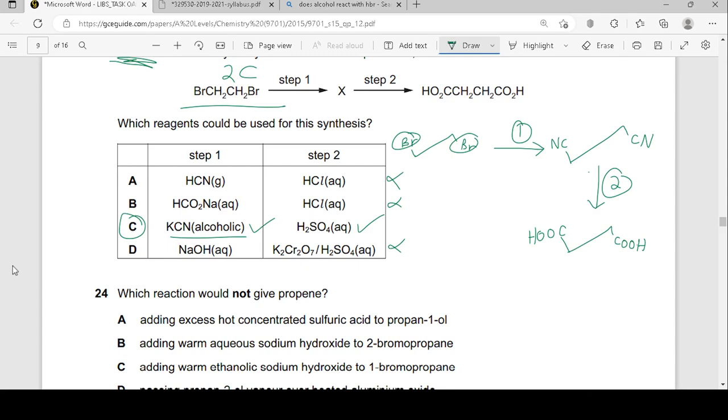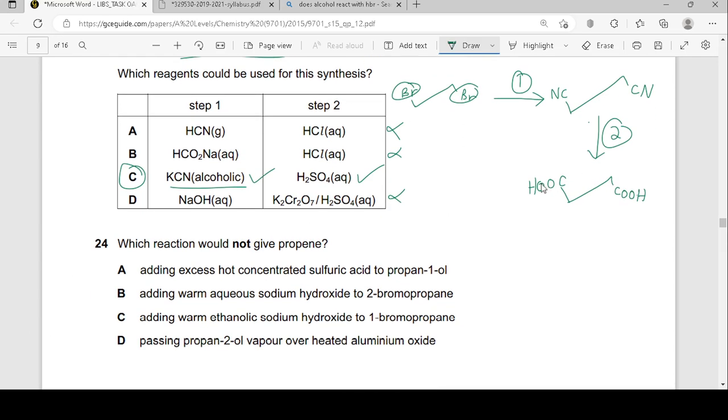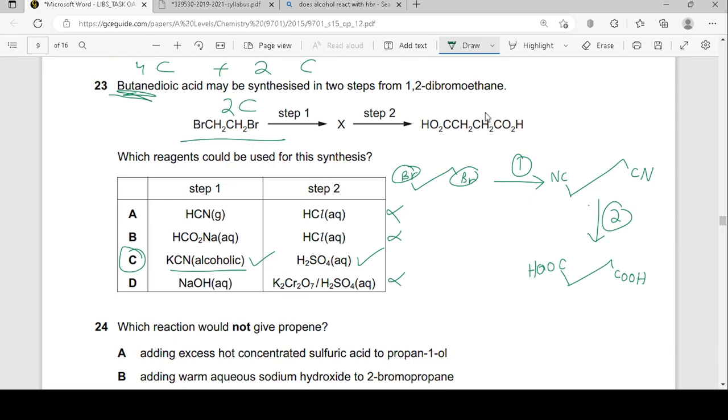So KCN and ethanol or any alcohol, I don't know. And we have a dilute acid for acid hydrolysis. Okay. Because if you did basic hydrolysis, you would get a salt, that's why. So you need COOH, right?